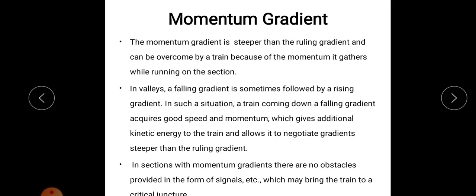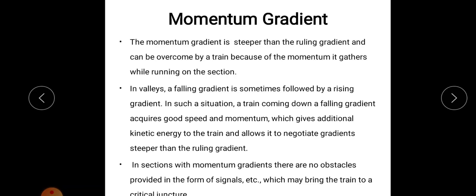Next is the momentum gradient. Momentum gradient is steeper than ruling gradient. It is steeper than our previous ruling gradient, and it can be overcome by a train because of the momentum it gathers while running on the section. That is, in a valley, a falling gradient is sometimes followed by a rising gradient. That is the situation in the case of a valley. There will be a falling gradient, and after that there will be a rising gradient.